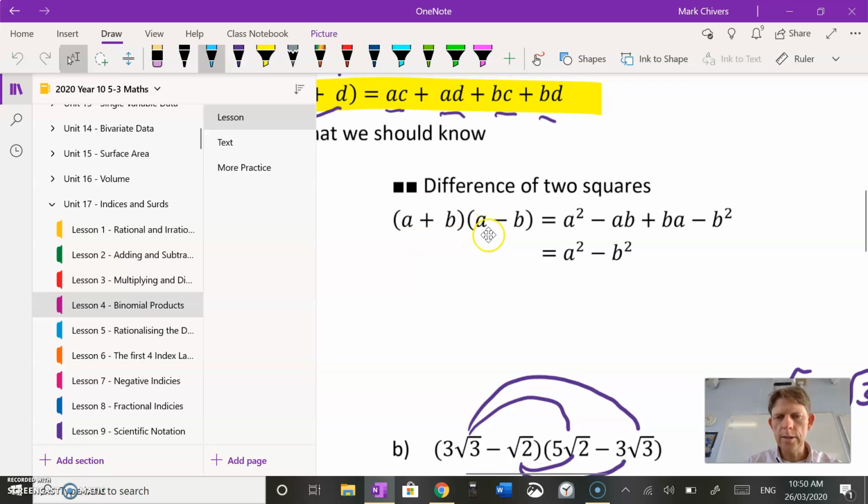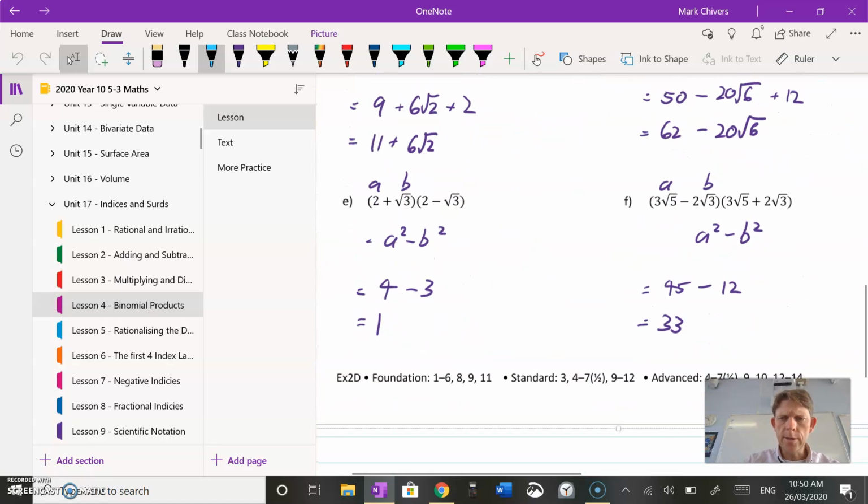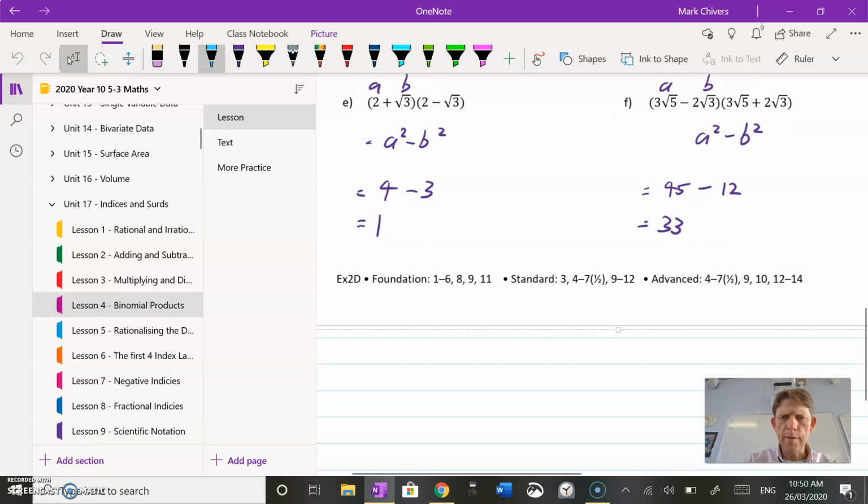So when I've got two things in brackets that are exactly the same, but the only difference between the two sets of brackets is that we've gone from a plus sign to a minus sign, or a minus sign to a plus sign, we end up with this situation where that's going to work out to be that first term squared minus that second term squared. And of course, when we square any surd, we're going to end up with a real number, with a rational number. So if I scroll along down here, we did some examples down here in examples E and F.